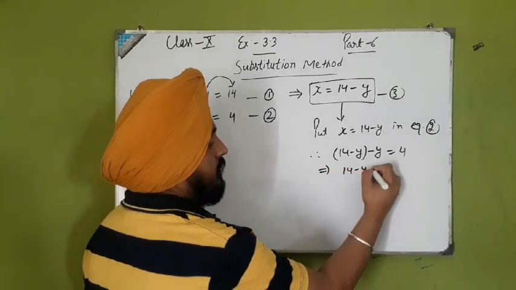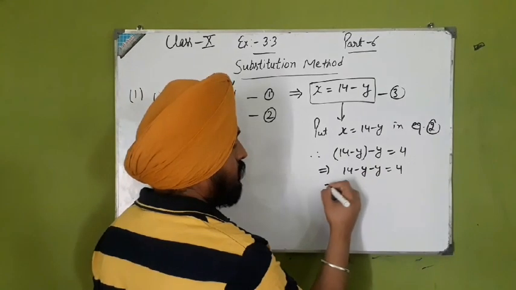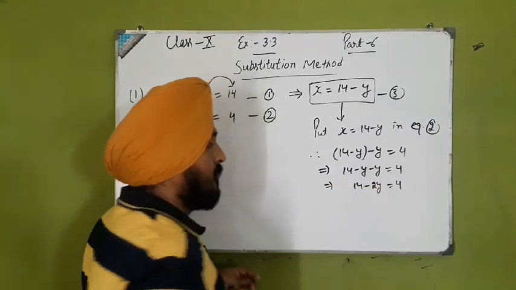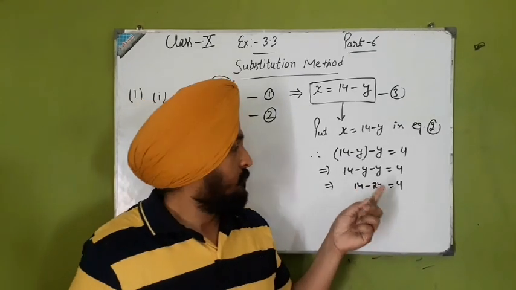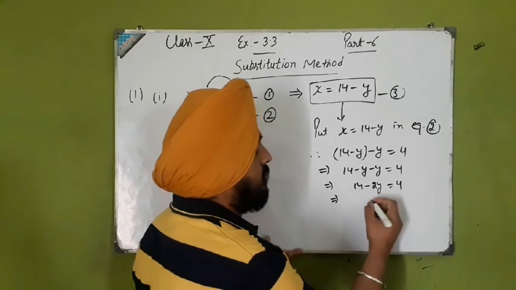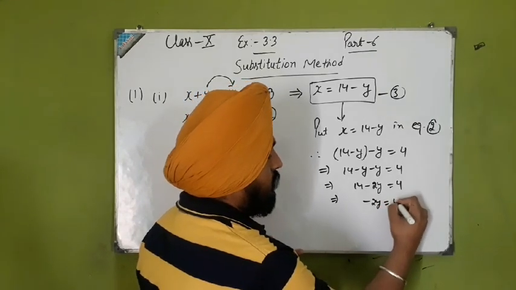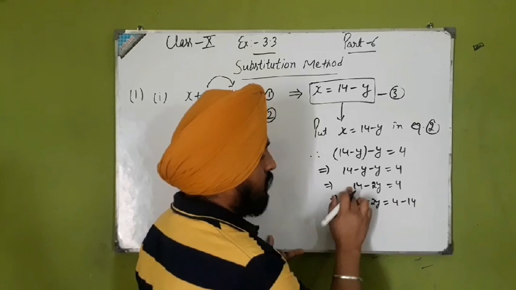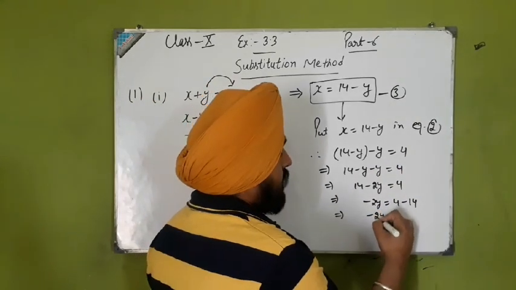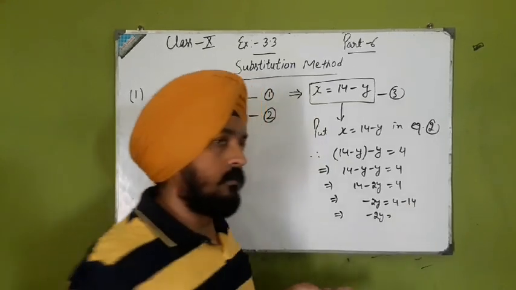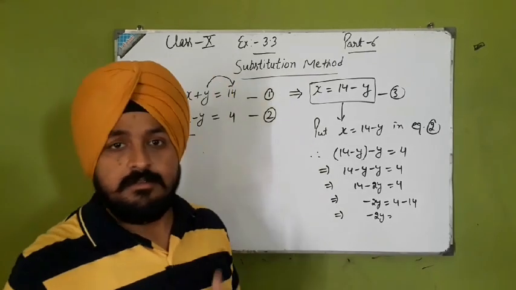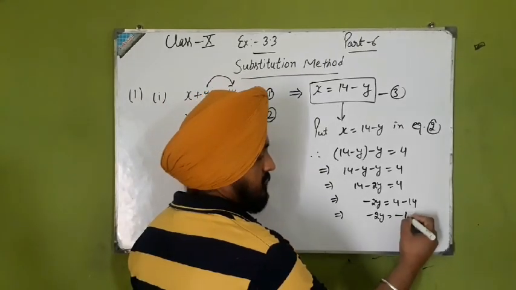14 minus (y) is equal to 4. 14 minus 2y is equal to 4. Minus minus gives you plus. Both are negative, so there is a negative sign. Clear? Now minus 2y, 4 minus 14, this 14 will go to the right side. It implies minus 2y is equal to 4 minus 14. When a larger number is subtracted from a smaller one, it always gives a negative number, that is minus 10.